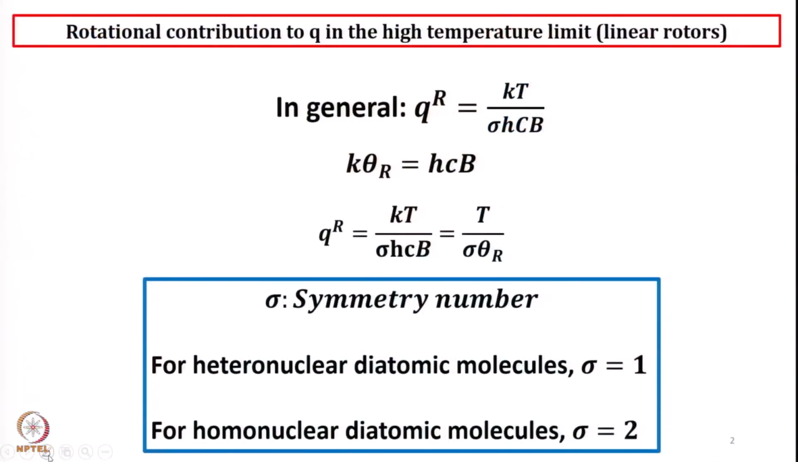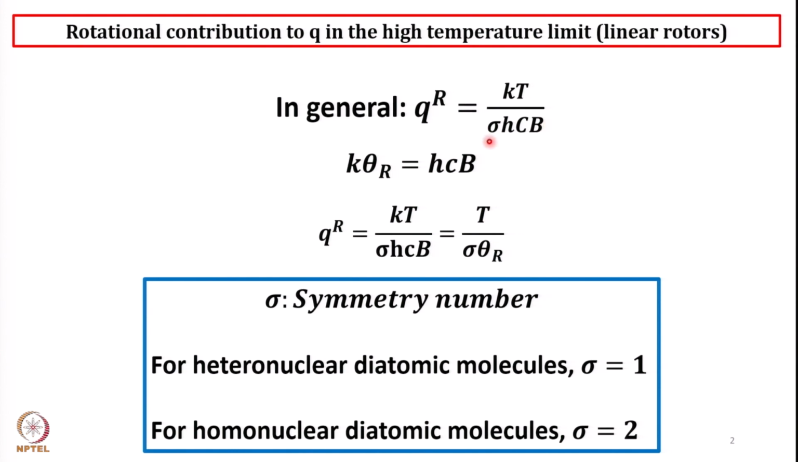Today we will further extend the discussion on rotational contribution to molecular partition function for a linear rotor. We will solve some examples and then we will proceed towards discussion on rotational contribution for a non-linear rotor. Let us proceed. Let us have some background from the previous lecture. We have discussed that in general, rotational contribution to partition function is given by kT divided by sigma hCb.